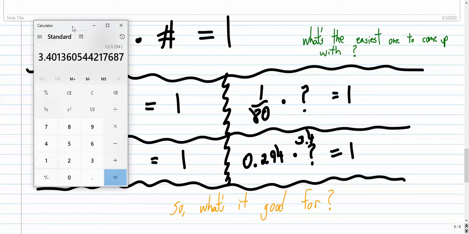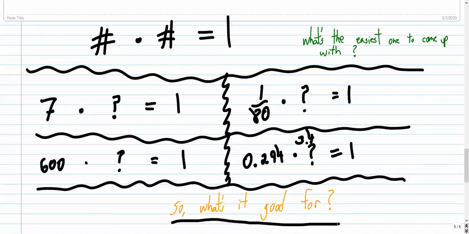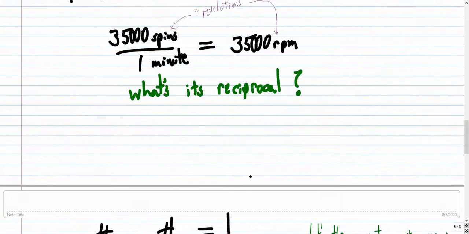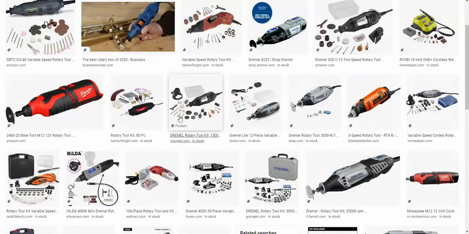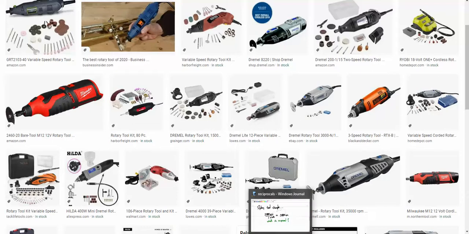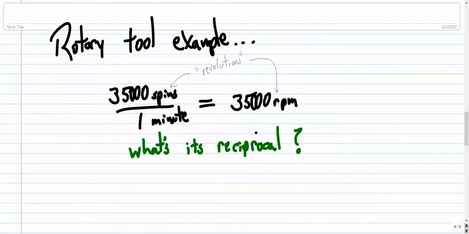So, yeah, reciprocal is, for me, a matter of convenience. So, what's it good for? Watch this. Let's say I go out and I Google a rotary tool. Like I'm going to buy a Milwaukee or a Dremel or whatever. And it says it goes around 35,000 times per second. What in the heck? 35,000 times per second. I'm sorry, that's per minute.